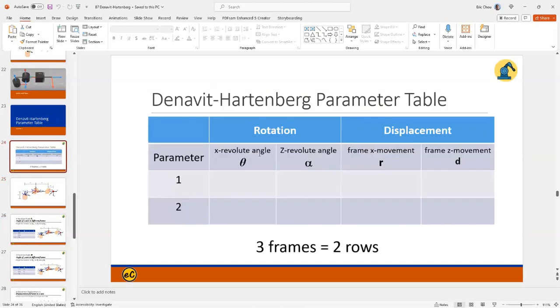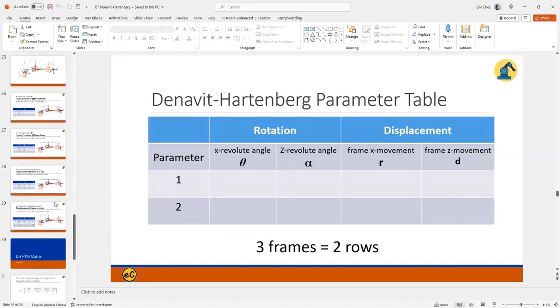On each one, you have the X revolve angle and the Z revolve angle, and then you have the frame X movement and the frame Z movement. So 4 frames, 3 rows. And there are theta and alpha, which are both angles, while r and d are actually the movements. So what is theta? What is alpha? What is this d?